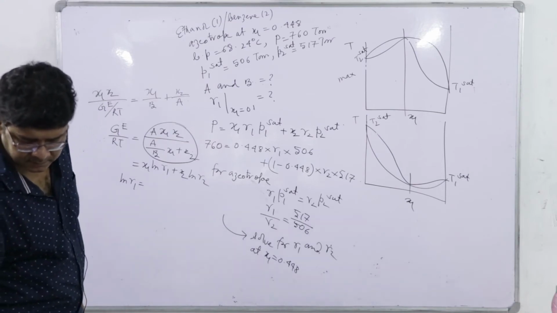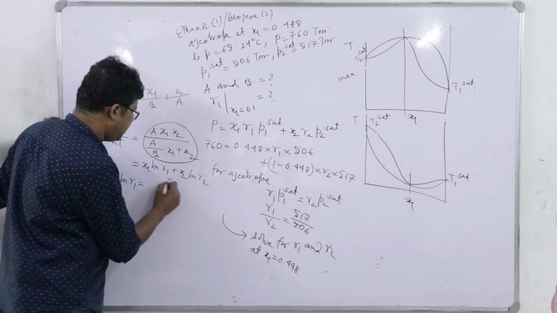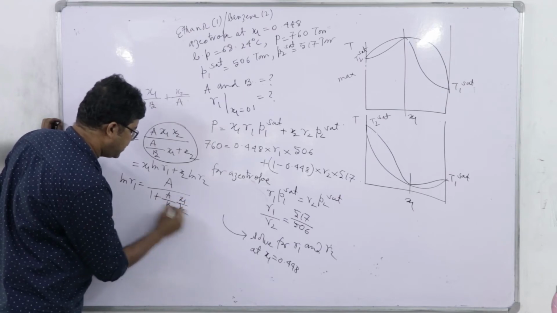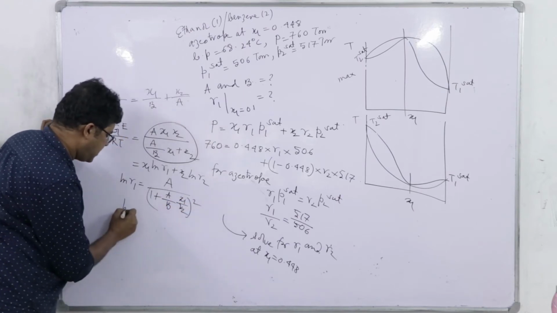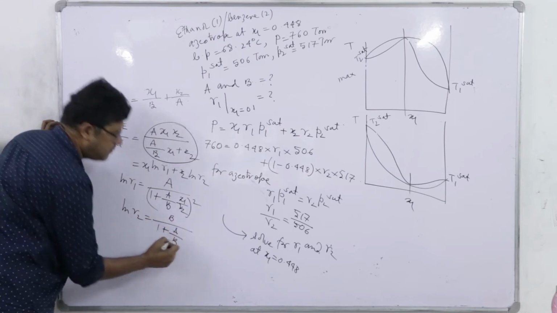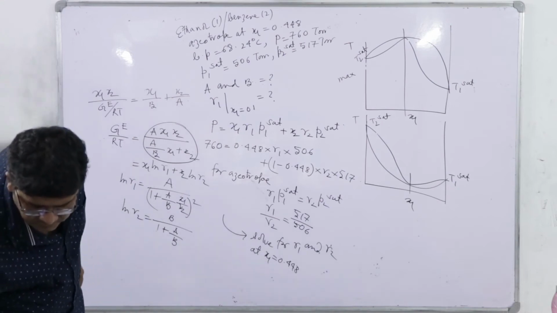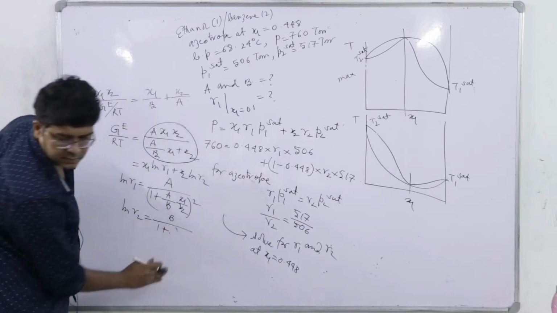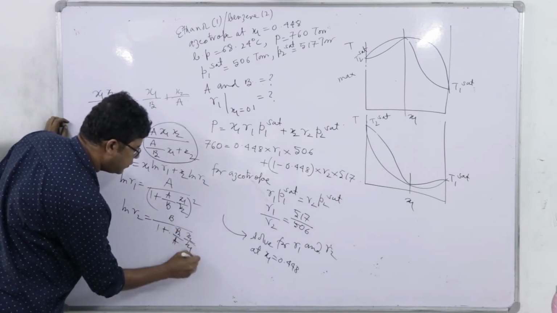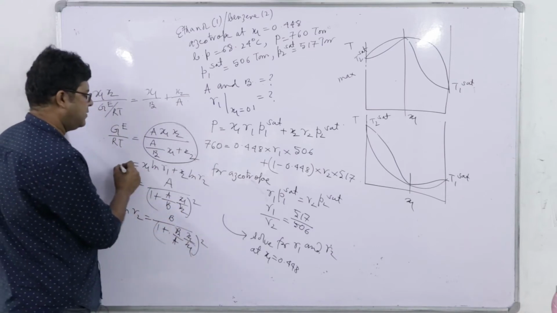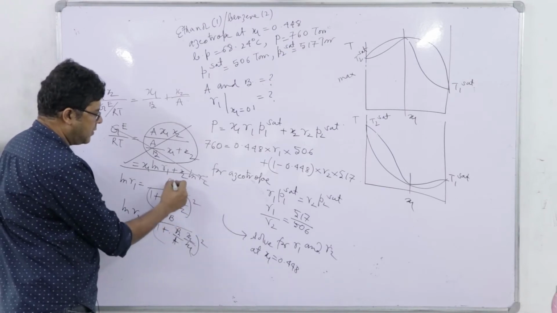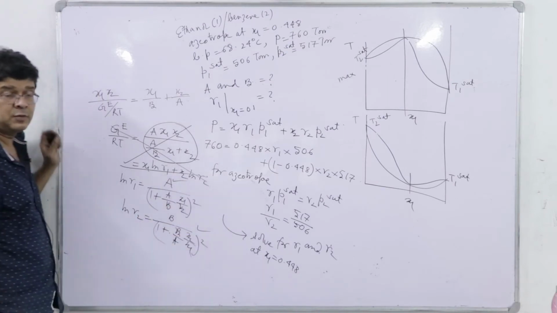Basically ln gamma 1 is equal to A divided by 1 plus A by B x1 by x2, whole square, and ln gamma 2 is equal to B divided by 1 plus B by A x2 by x1, whole square. You don't have to remember this equation. So let's drop this, and we can use this ln gamma 1 and ln gamma 2 to solve for A and B from these two equations.